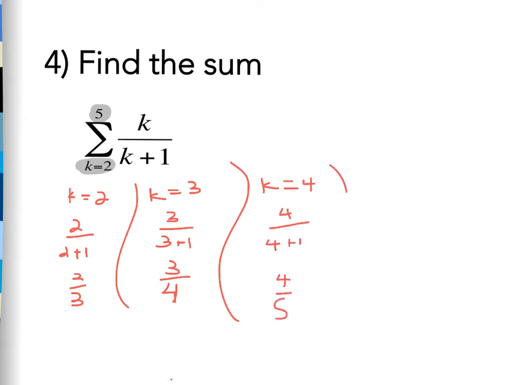How do I know when to stop? Top number, and not 5 terms, right? I'm not saying I want to do 5 total terms. I'm saying that this is the lower bound, this is the upper bound. So k equals 5 is where I'm going to stop. So 5 over 5 plus 1, which is 5/6.